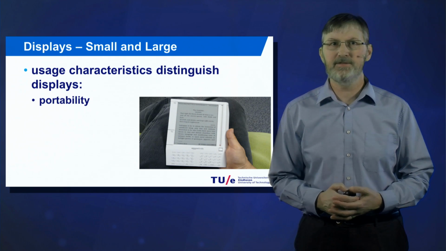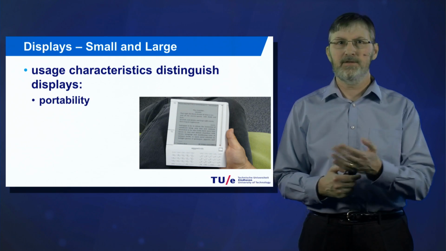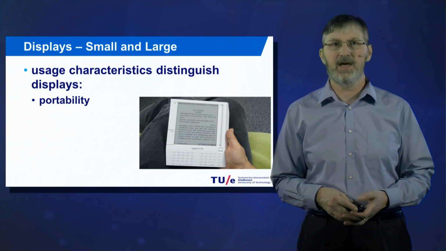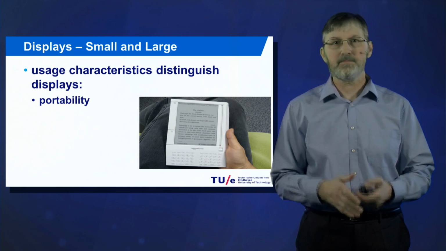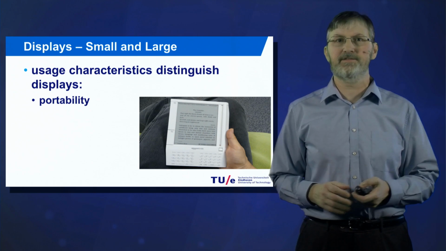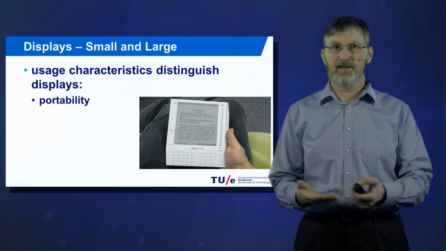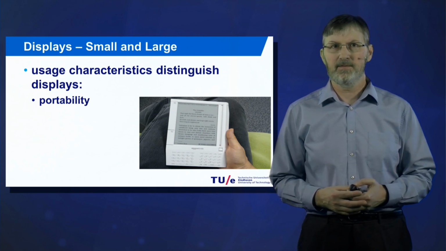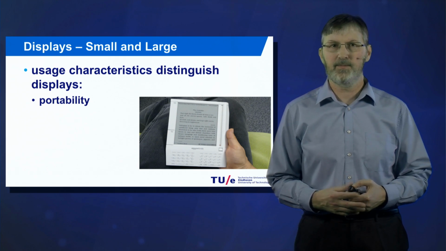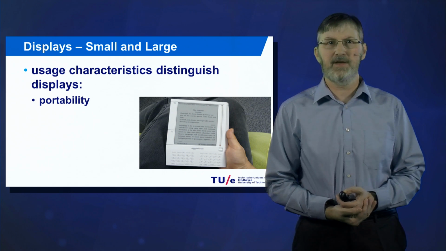Sometimes a display needs to be portable. The image here shows the Amazon Kindle, which uses e-ink as its technology. It is light, it uses very little power, so it is quite portable and can be used everywhere.